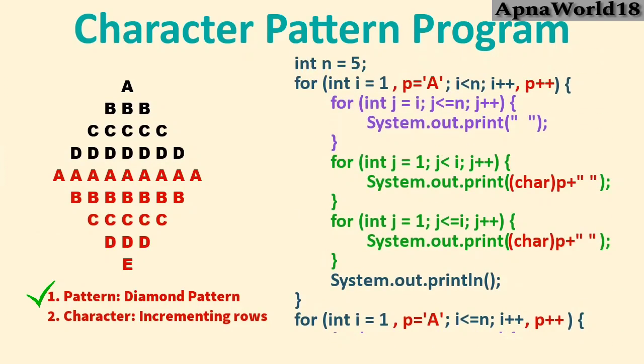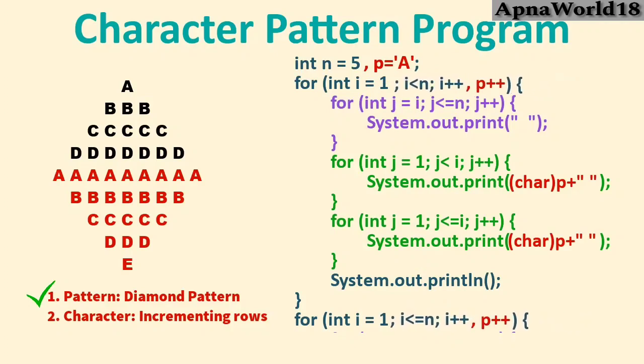Till D it was fine, but then it again started from A. The lower loop was supposed to increment and use the previous P and not take a new P. So how will we fix this? We know we cannot declare P again in the second loop. We need to use one P for both of the outer loops. So what we will do is move the initialization of P outside of the for loop so that it is available to both loops. The increment will stay as is, as we need P to increment after each row.